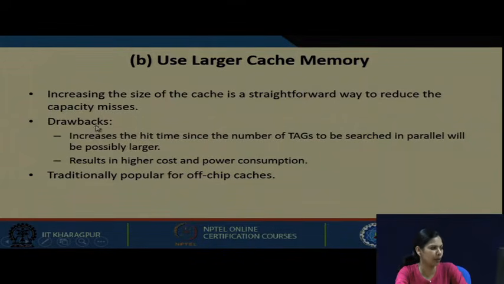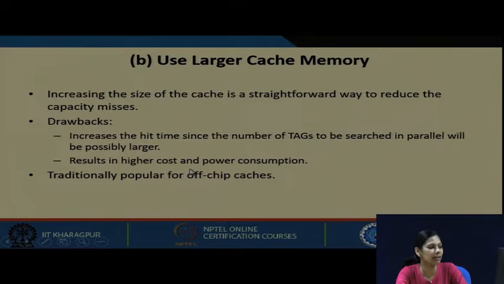But what is the drawback then? It increases the hit time, since the number of tags to be searched in parallel will possibly be large. So, one of the parameters is increasing. We are decreasing the miss rate, but the search time for the tag in the cache memory will increase, that is the hit time.